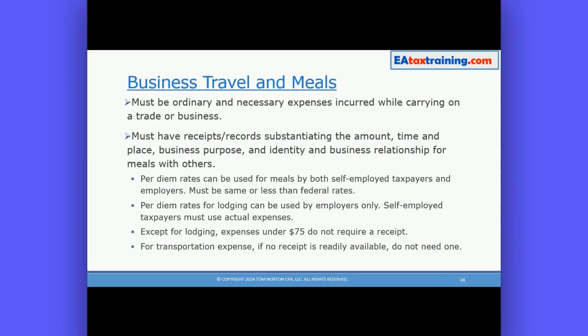Per diem rates for lodging can be used by employers only. So if you're self-employed, you cannot use a per diem rate for lodging. You have to use your actual expenses for your hotel or whatever.